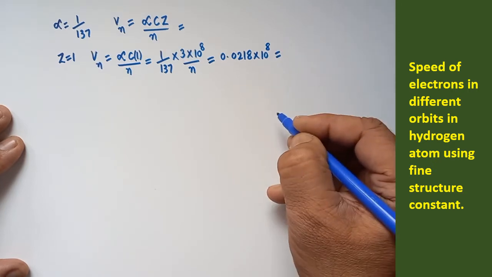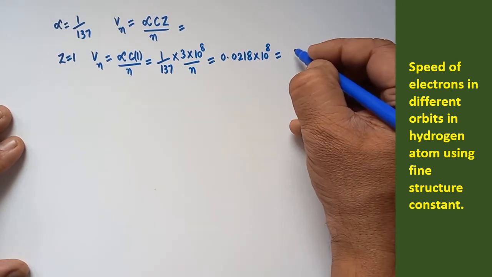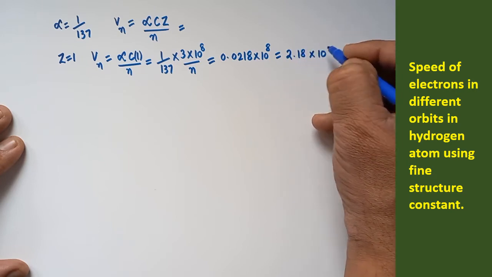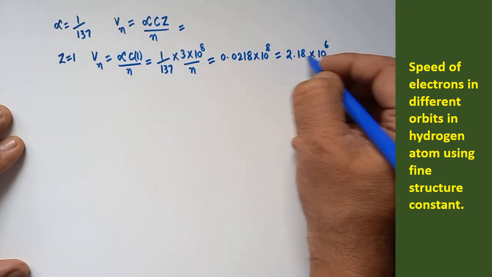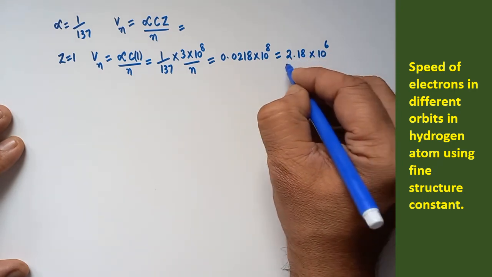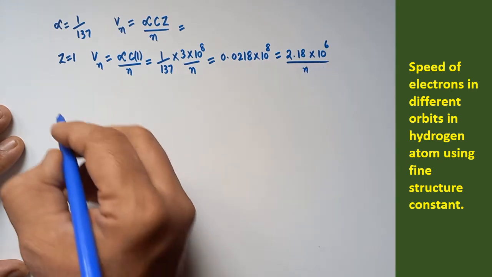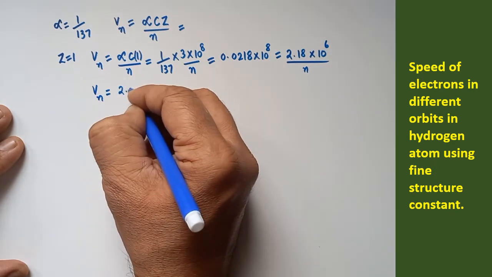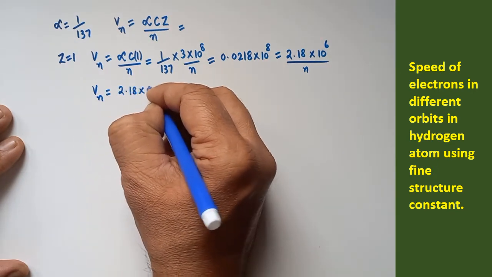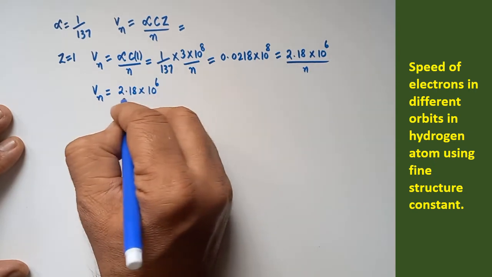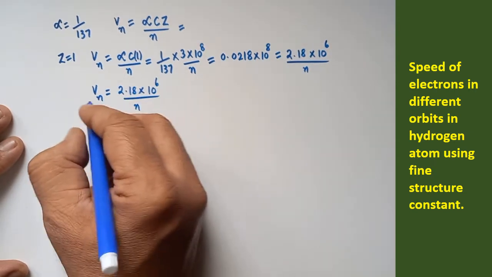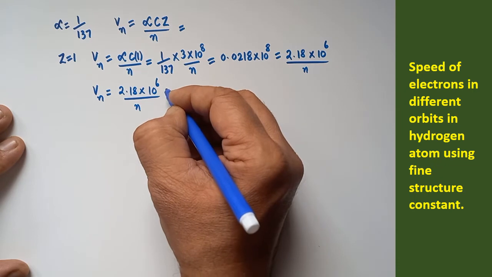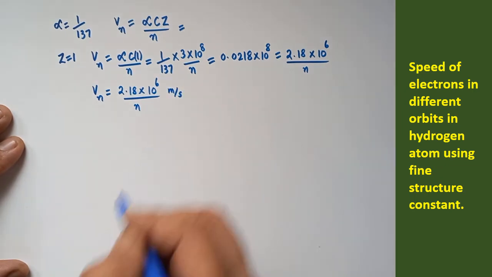After simplification, this value becomes 2.18 into 10 to the power of 6. So this factor you will get, divided by n, can be written. So the final formula is Vn is equal to 2.18 into 10 to the power of 6 whole divided by n, a formula to calculate the velocity of the electron in different orbits in the case of hydrogen atom specifically. So finally we can use the unit meter per second.